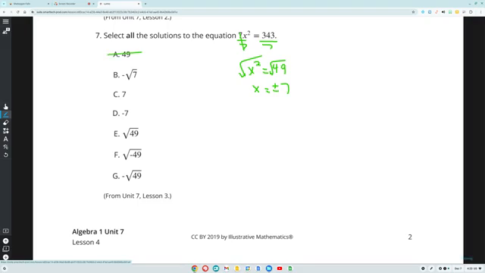Clearly not A, clearly not B, because the negative of the square root of 7 is far different from the negative of 7. C works, D works. The square root of 49 is the same thing as 7, that works. The square root of negative 49, I can't actually do. I can't take the square root of a negative number. This is broken. We will learn about this before the end of the unit. This is an imaginary number, but we don't know how to do that yet. And then the negative of the square root of 49 is the same thing as negative 7. So that one works as well.